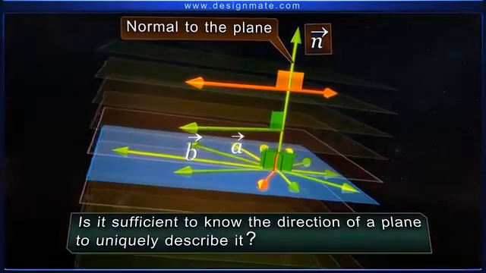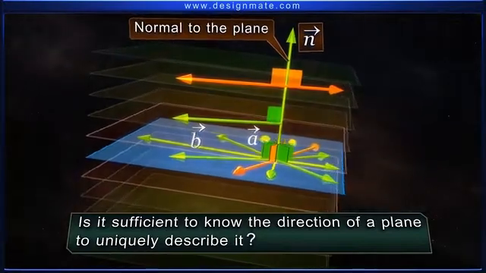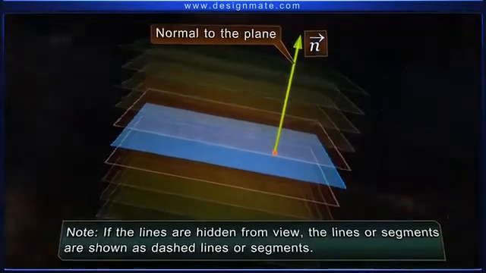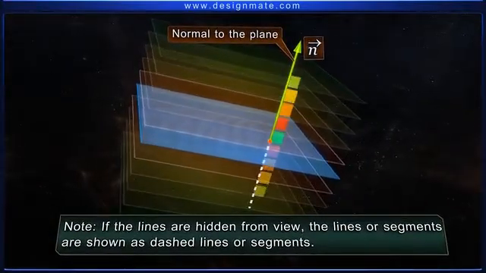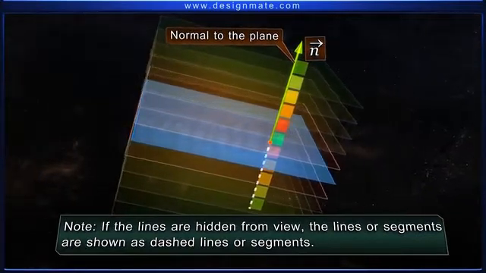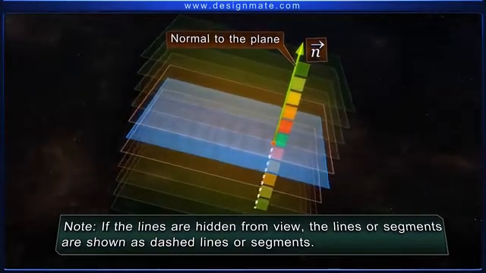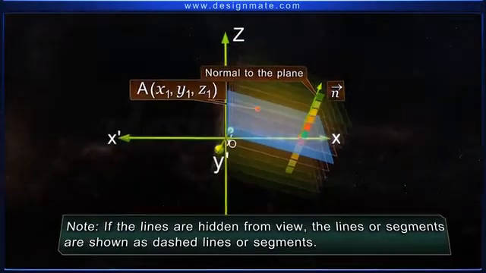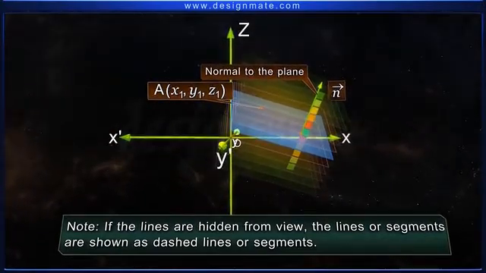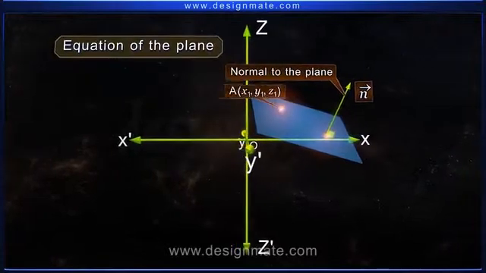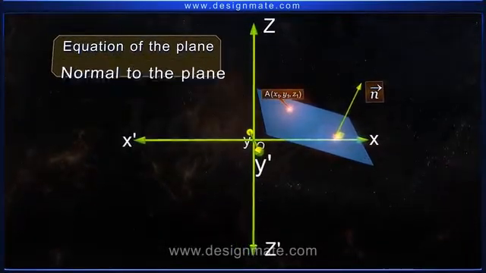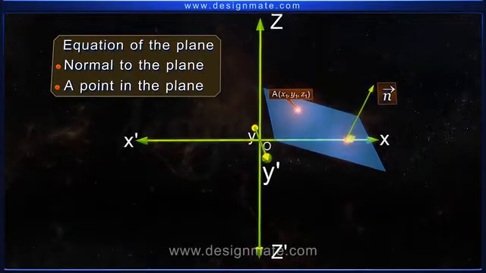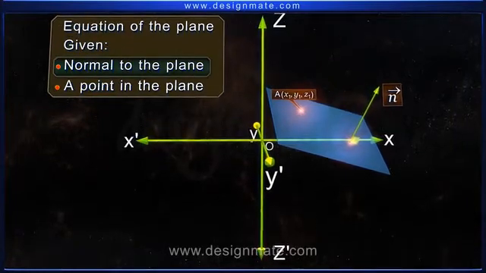A question arises whether it is sufficient to know the direction of a plane to uniquely describe it. In space, given a vector, there are many planes that are perpendicular to it. Therefore, in order to specify a plane, in addition to the normal, we need to specify one more piece of information, say a point through which it passes. Thus, to find the equation of a plane, we need to know the normal to the plane and a point lying in the plane.